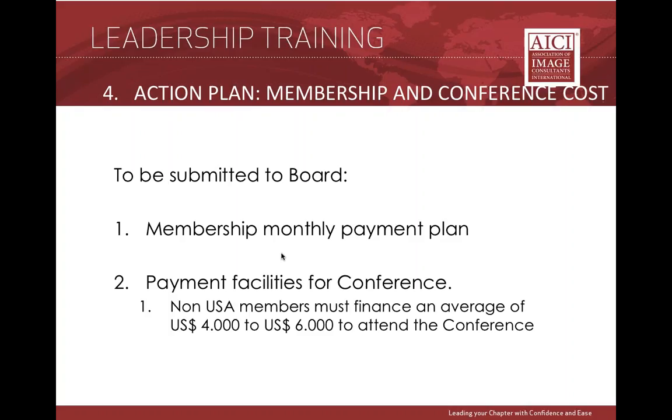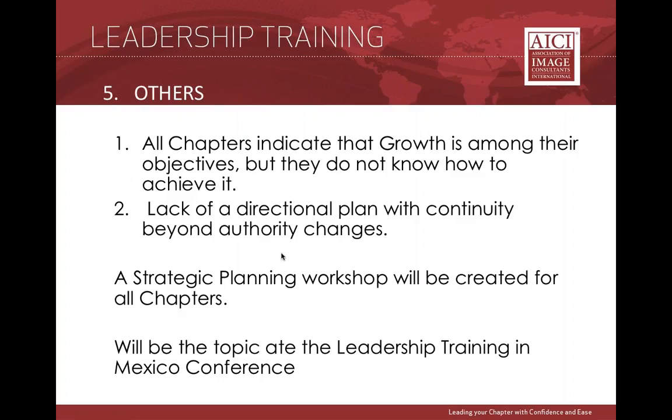We know that for people that don't live in the United States or very close to Mexico, it's very expensive to go to the conference. It's an average of at least $4,000 to $6,000 to attend the conference. So we are aware of this, and we will try to see what could be a good way to help them.